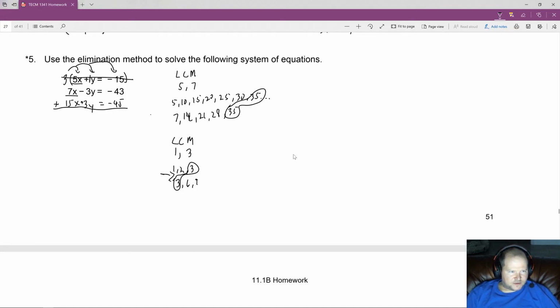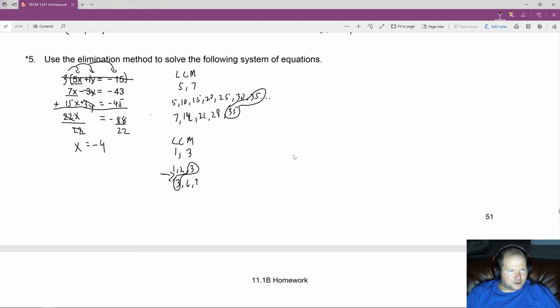So we say 7x plus 15x is 22x. And we say negative 3y plus 3y, cancel out. And then we say negative 43 plus negative 45 will give me a negative 88. Then we undo the multiplication of x by 22 by dividing by 22. And whatever we do to one side, we do to the other. It gives me x is equal to negative 4.